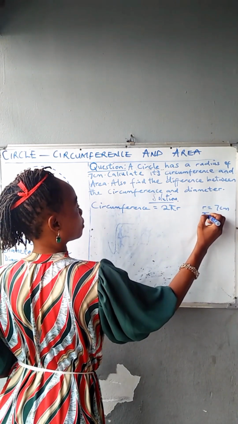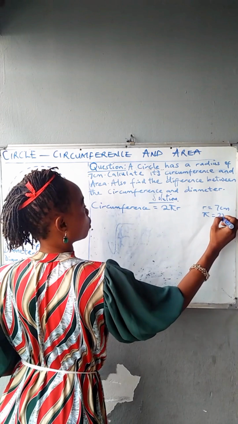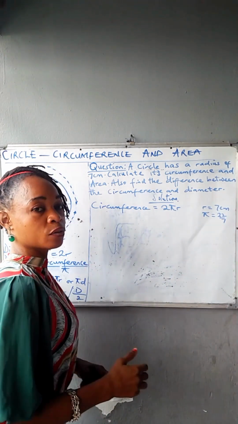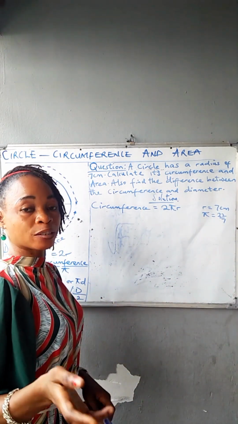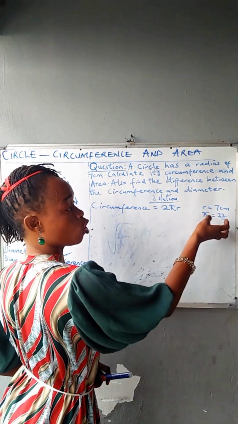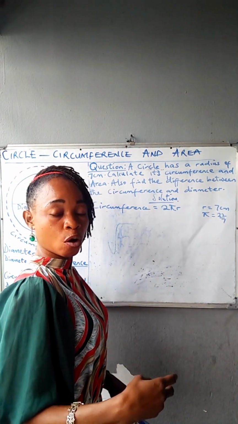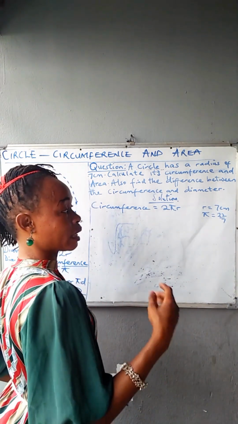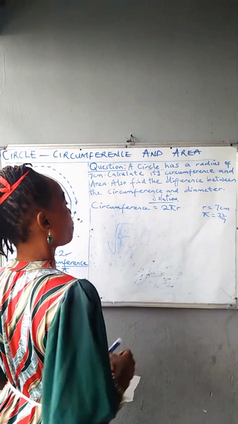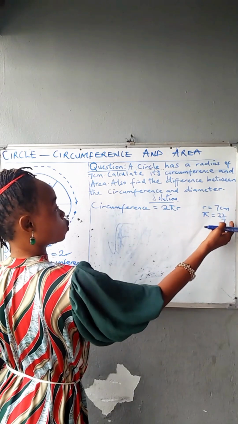And our pi, let's use 22 all over 7. In a situation where you are not given a particular number or figure for pi, you can use 22 over 7, 3.14 or 3.142. Those are the acceptable set of numbers for pi. So here I'll be using 22 all over 7.